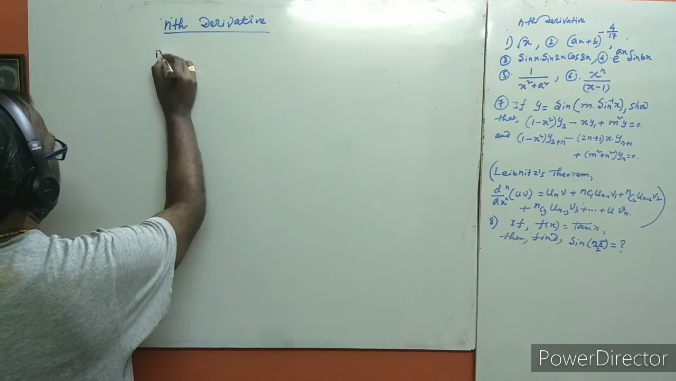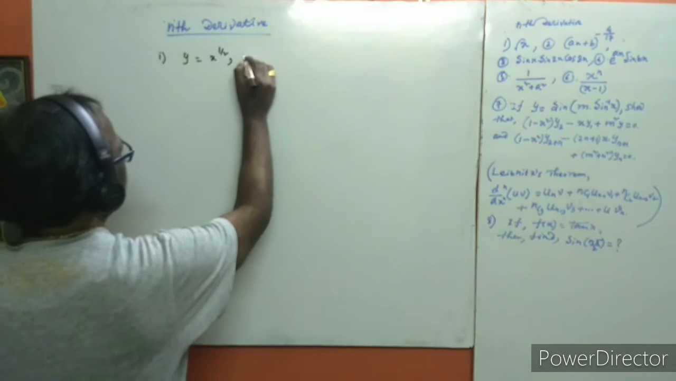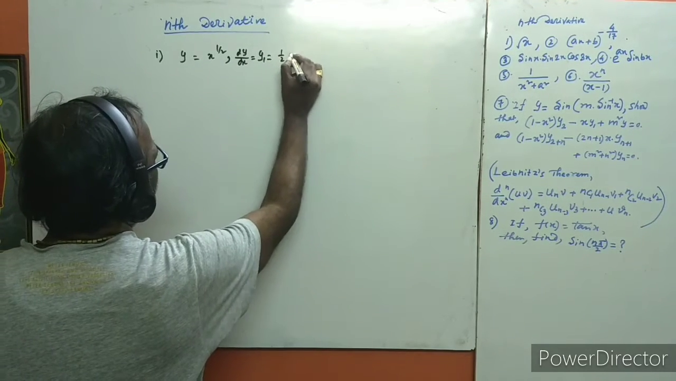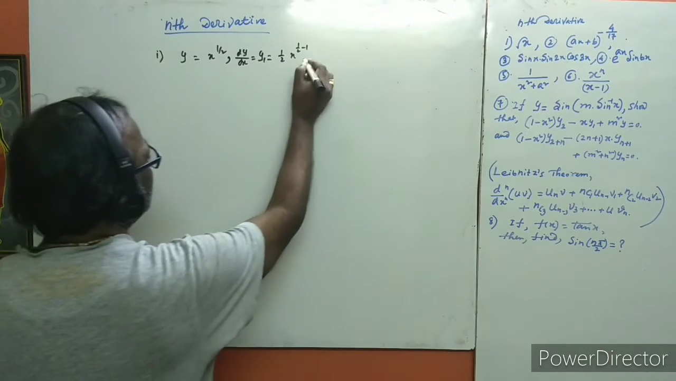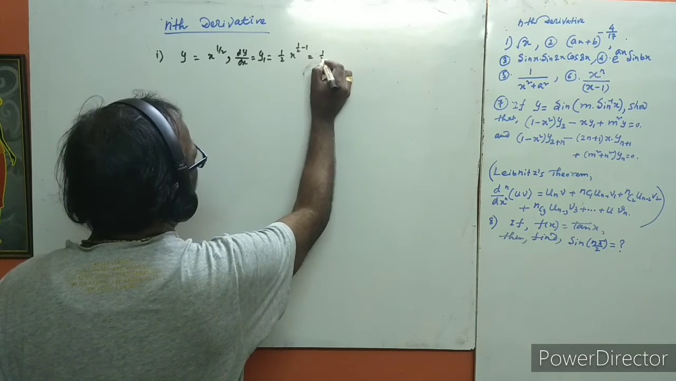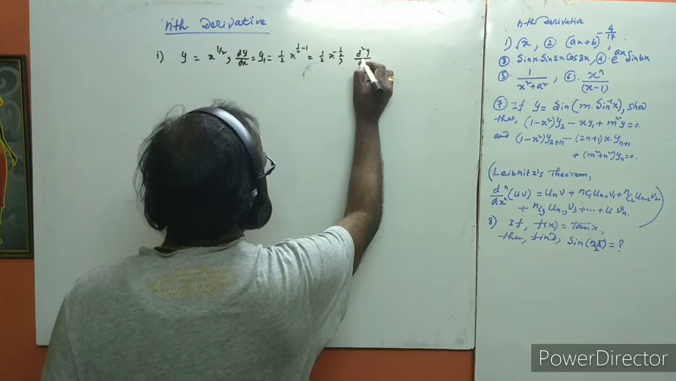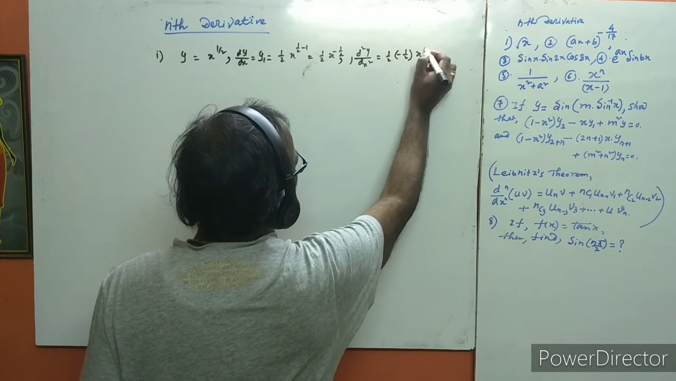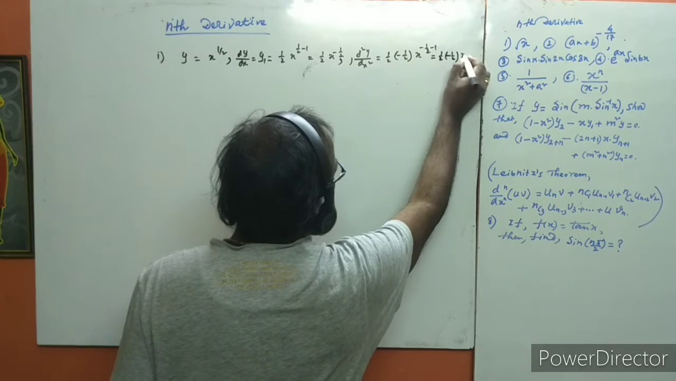Number 1: y is equal to x to the power half. If we differentiate, the first order derivative dy/dx, or y1, is half times x to the power half minus 1, which is half times x to the power minus half. Again differentiating, d2y/dx2 is half times minus half times x to the power minus half minus 1, which is minus 1/4 times x to the power minus 3/2.